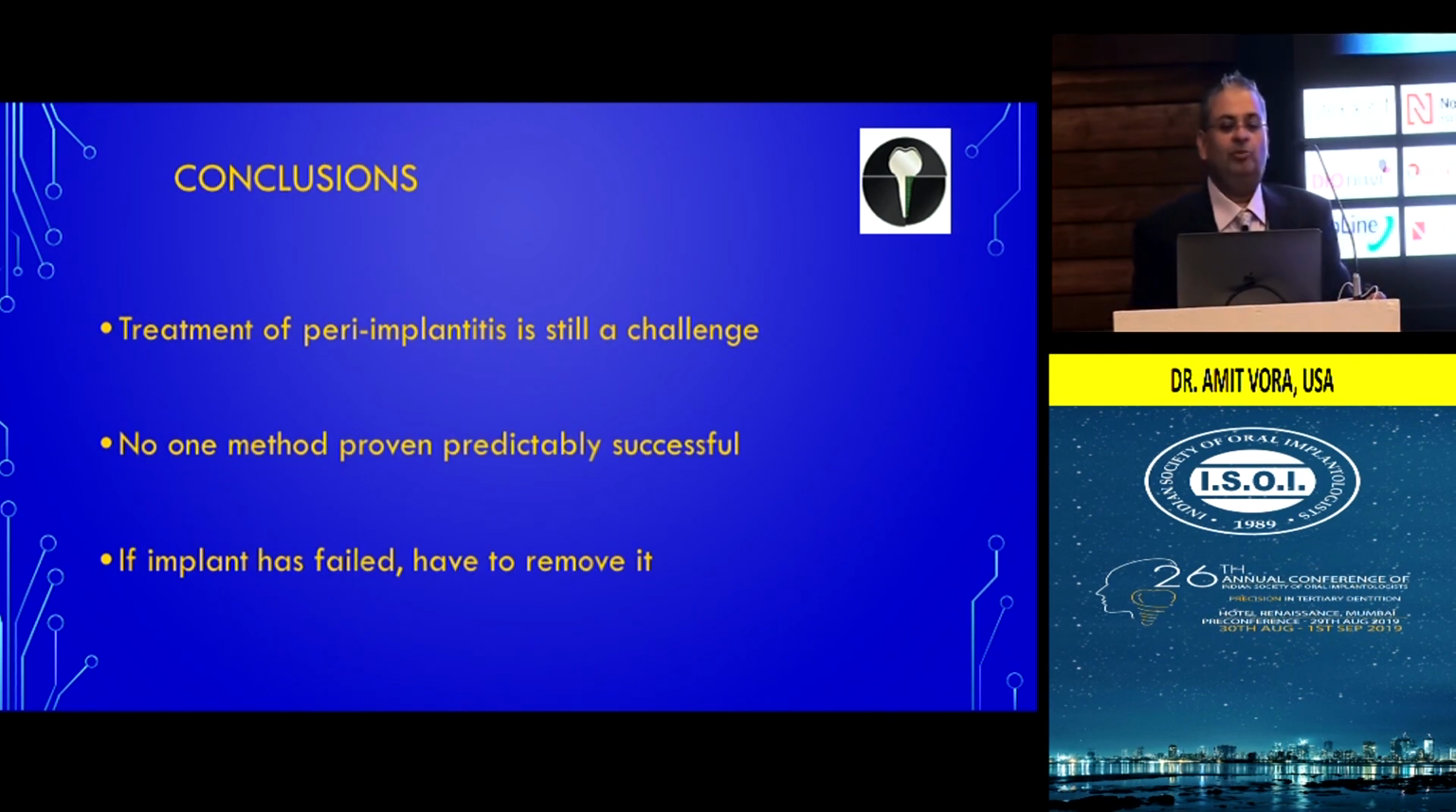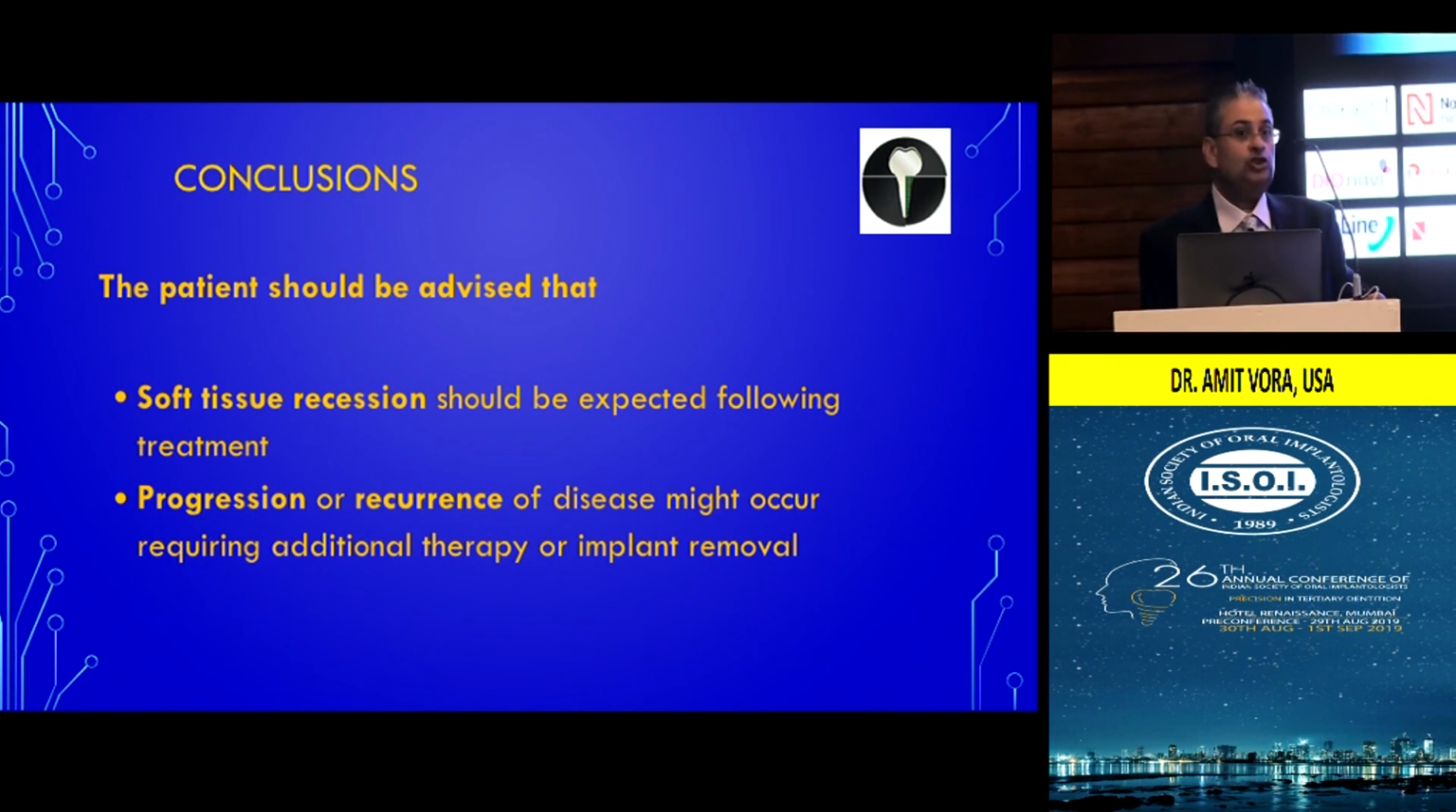The conclusion is that treatment of peri-implantitis is still a challenge, and there's no one proven method that's predictably successful. If the implant has failed, you have to remove it. You also have to advise the patient that soft tissue recession should be expected following this treatment, and progression or recurrence of the disease may still occur.